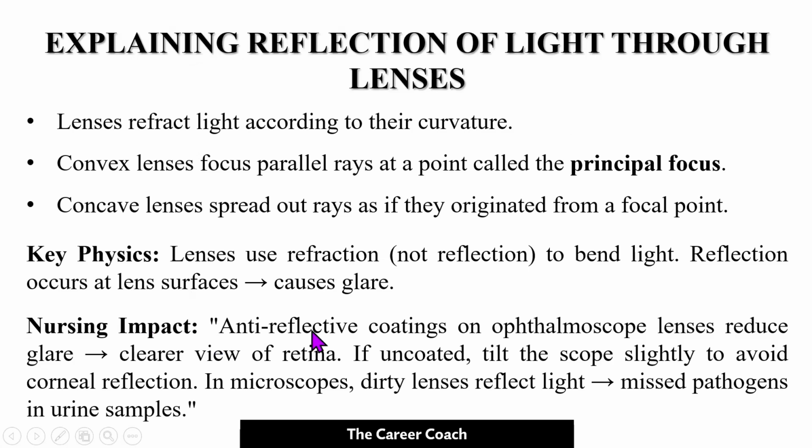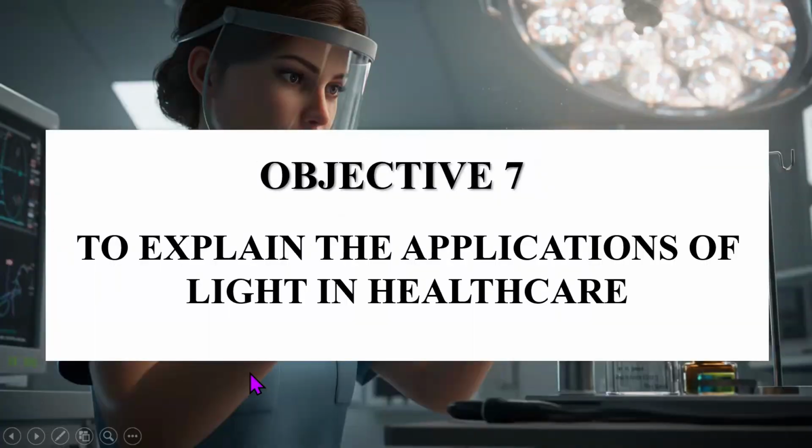Nursing impact: anti-reflective coatings on ophthalmoscope lenses reduce glare, leading to a clearer view of the retina. If uncoated, tilt the scope slightly to avoid corneal reflection. In microscopes, dirty lenses reflect light, leading to missed pathogens in urine samples. Next objective, to explain the applications of light in healthcare.